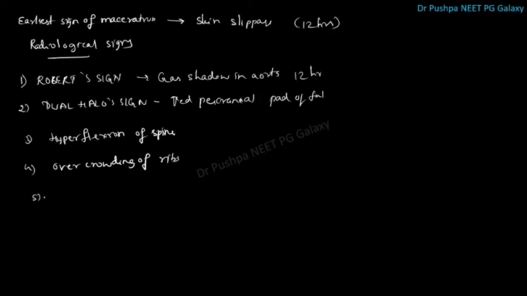So next one is Spalding's sign. So what is meant by Spalding's sign? So there will be overlapping of skull bones. So this is one of the important questions for exam. What is Spalding's sign and what is the earliest radiological sign of IUD? So what is the earliest sign of maceration? These are the important questions.